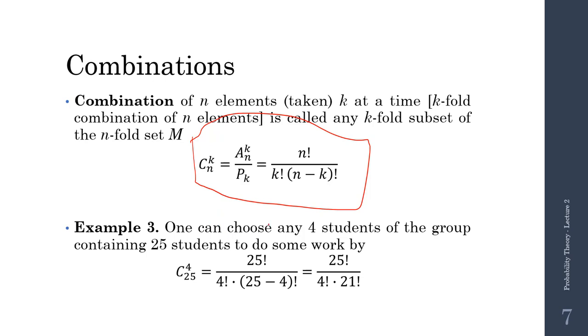Here's an example. One can choose any 4 students of the group containing 25 students to do some work this way. It says that we have to select 4 students out of 25, and here order is not important. As with example 1, there we had to choose a group leader and its assistant. In that case, order is important. If the first student is group leader, the second will be his assistant. But in this case, 4 students forming a group don't have any positions. So we have to use the combination formula.